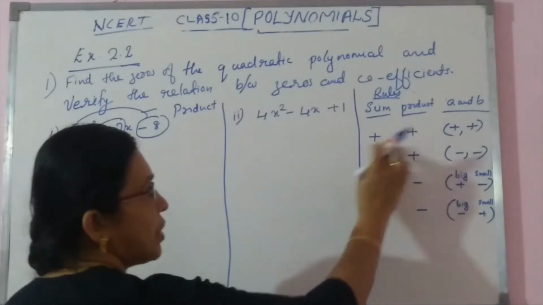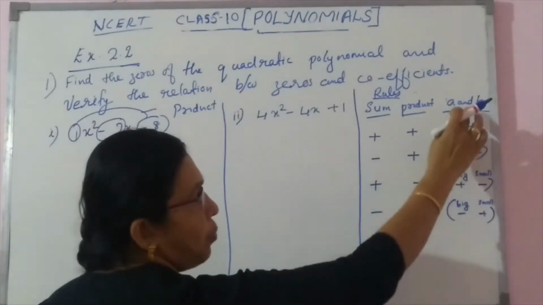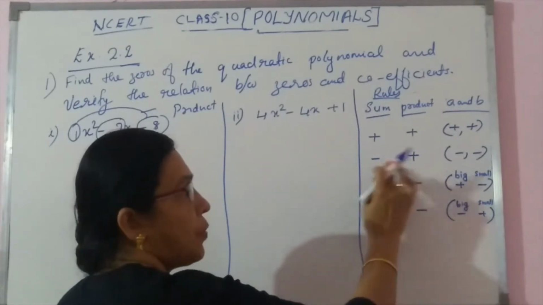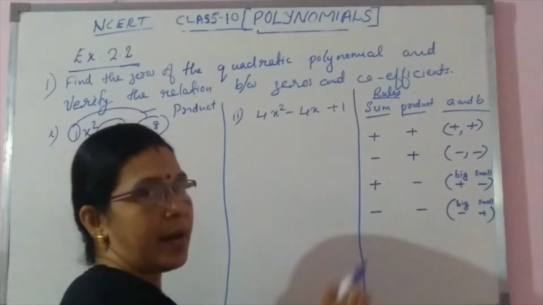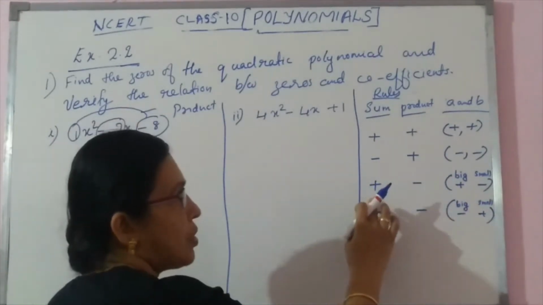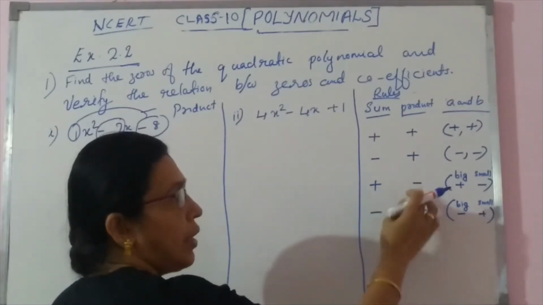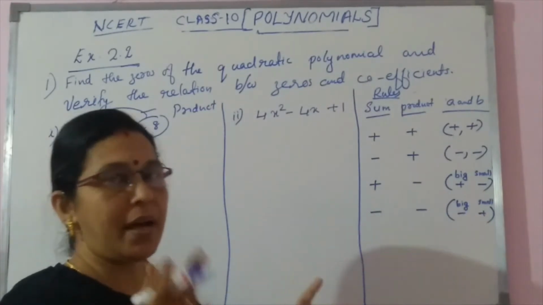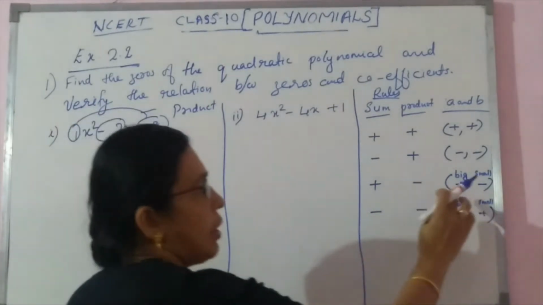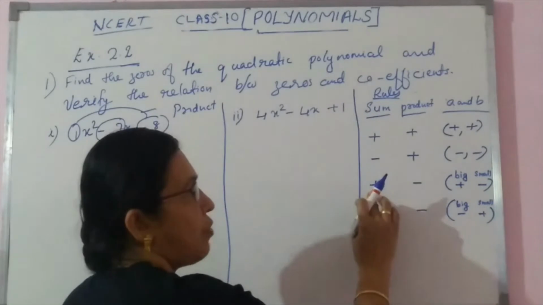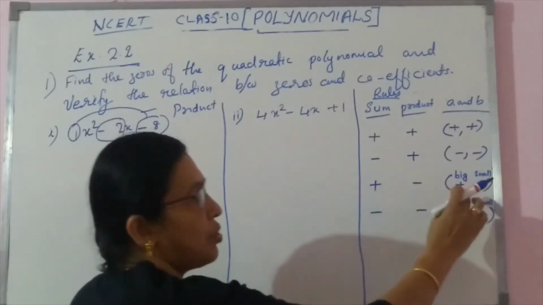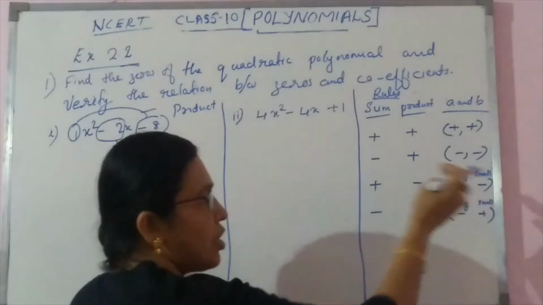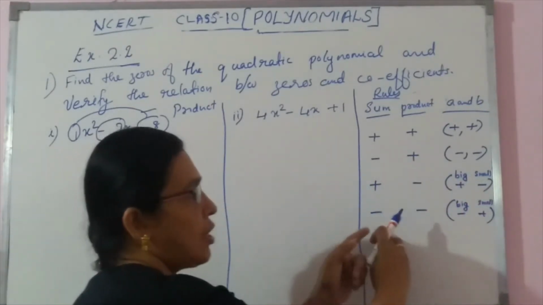So here if sum is positive and product also positive, then both numbers a and b will be positive. If sum is negative and product is positive, both a and b are negative. If sum is positive and product is negative, then if the product of 2 numbers is negative, surely one will be positive and the other negative. So the big number you have to put positive. Whatever be the sign of the sum, that should be given to the big number, and the negative sign will go to the small number.